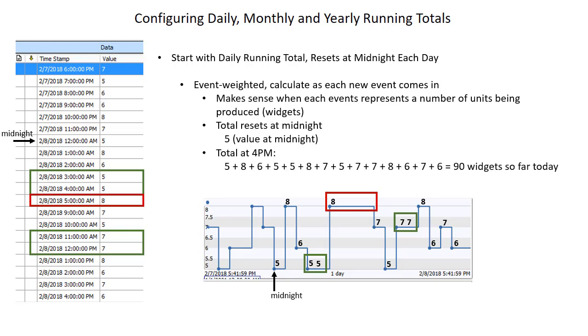And this calculation looks much simpler. As you can see here, there are two 5s in a row because there are two different 5 events. However, there's only one 8 because we only have one 8 event. The length of time that it's 8 does not actually matter in this case. So we have a total of 90 widgets for this day. To learn how to set up this calculation, please see the linked video for event-weighted totals.